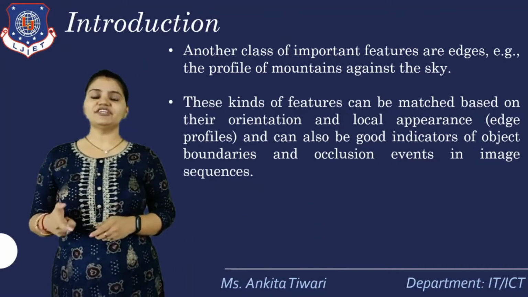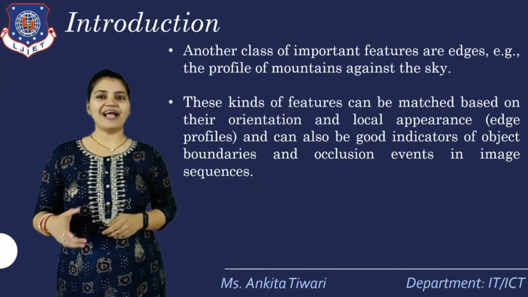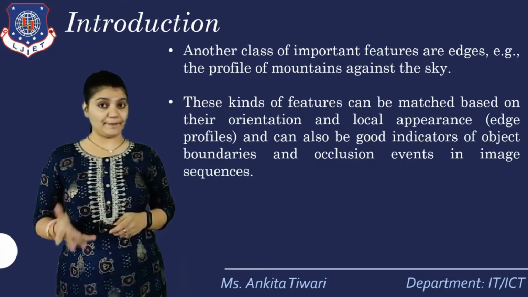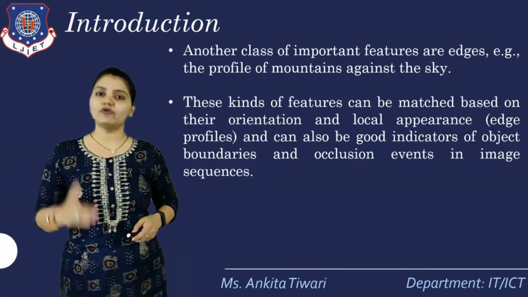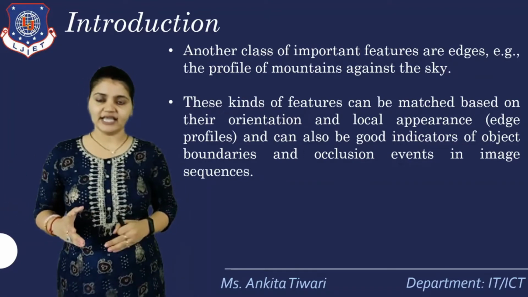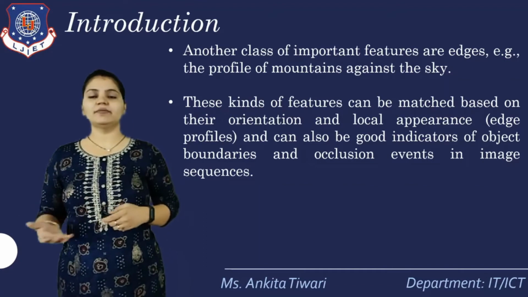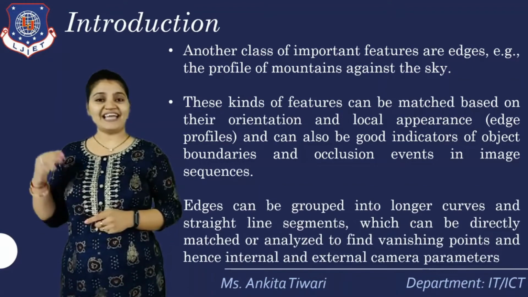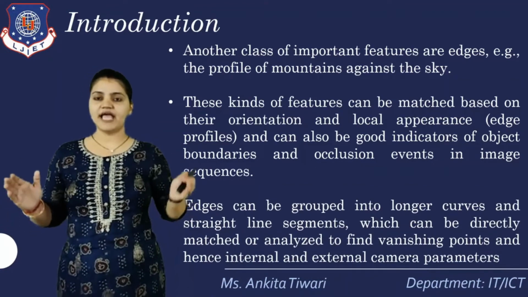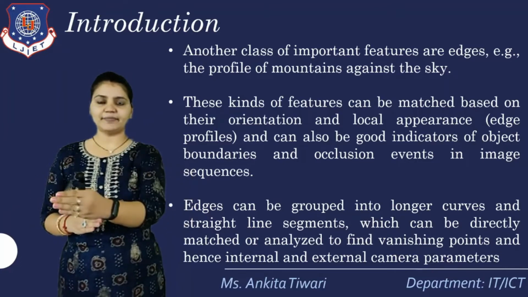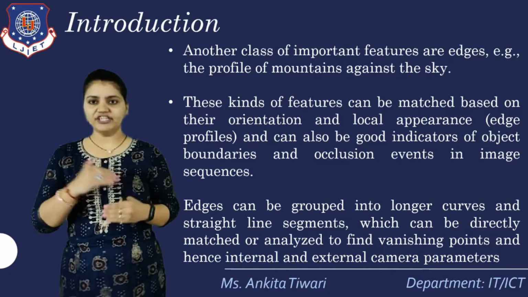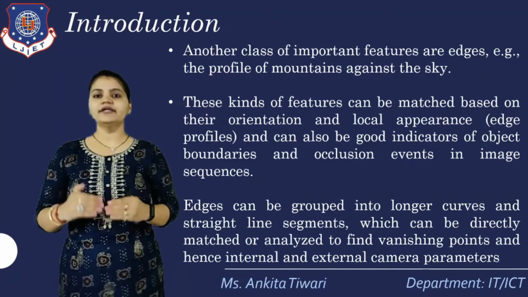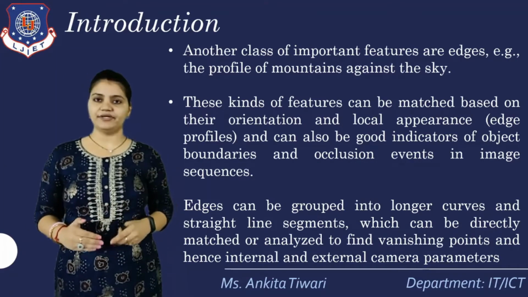Now these kinds of features that we are going to learn can be matched based on their orientation as well, and local appearances as well, and can be good indicators of the object boundaries, meaning edges, and occlusion events in the image sequences. So we can say edges can be grouped into longer curves, or also we can say into straight line segments, which can be directly matched or analyzed to find the vanishing points and hence the internal or external camera parameters.